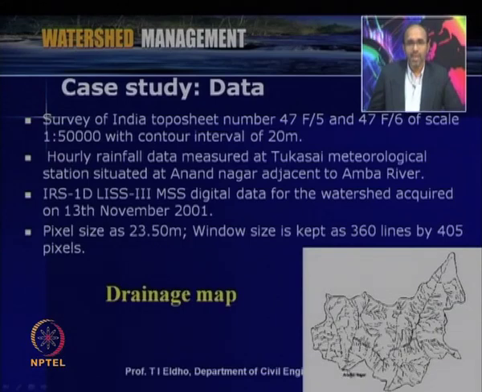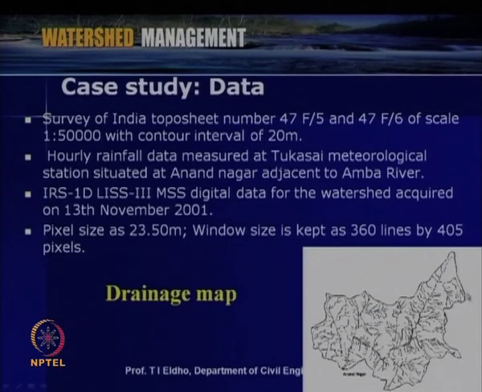meteorological data is collected. Remote sensing data is also used: IRS 1D LISS 3 MSS data for the watershed, obtained on 13th November 2001. Here we use a pixel size of 23.5 meters and the window size is kept as 360 lines by 405 pixels. This is the drainage map of the Amba watershed. There is a major stream going like this, and these are some of the minor streams within this watershed. This is predominantly a forested area, and some agricultural land is there in this region.